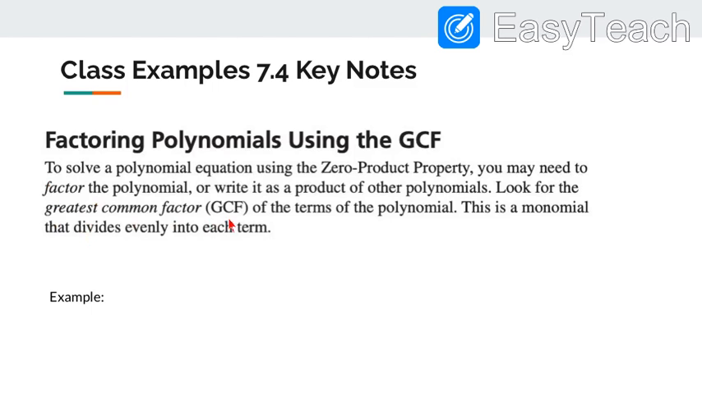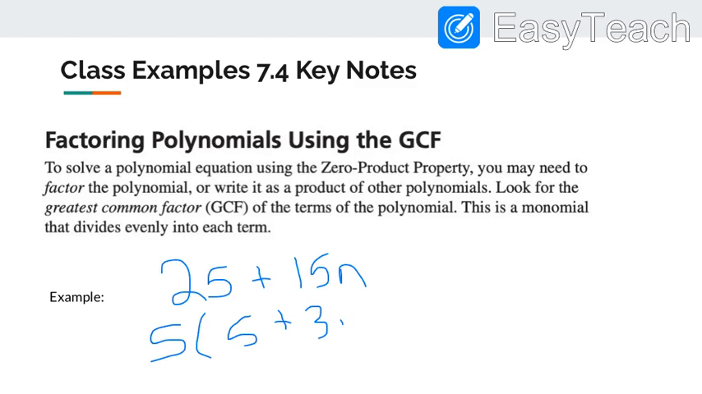So factoring using the greatest common factor simply means you're going to pull something out that has the greatest common factor between those two things. So for example, if I had written out 25 plus 15n, I could divide both the 25 and the 15 by a 5, so I could pull a 5 out, and then I would be left with 5 times 5 plus 3n. 5 is the biggest thing that multiplies into both of these pieces, both of these terms. Therefore, I can factor this, and now I can apply the zero product property much more easily.